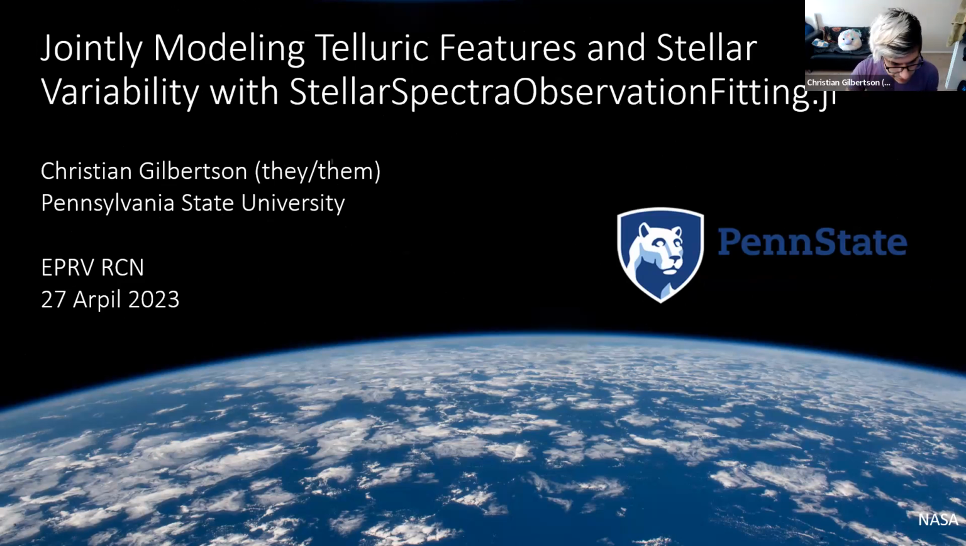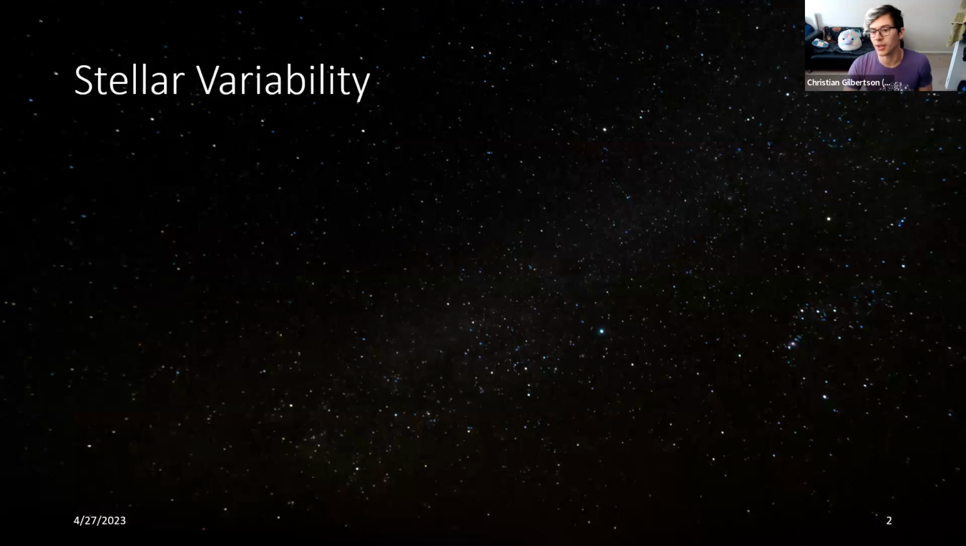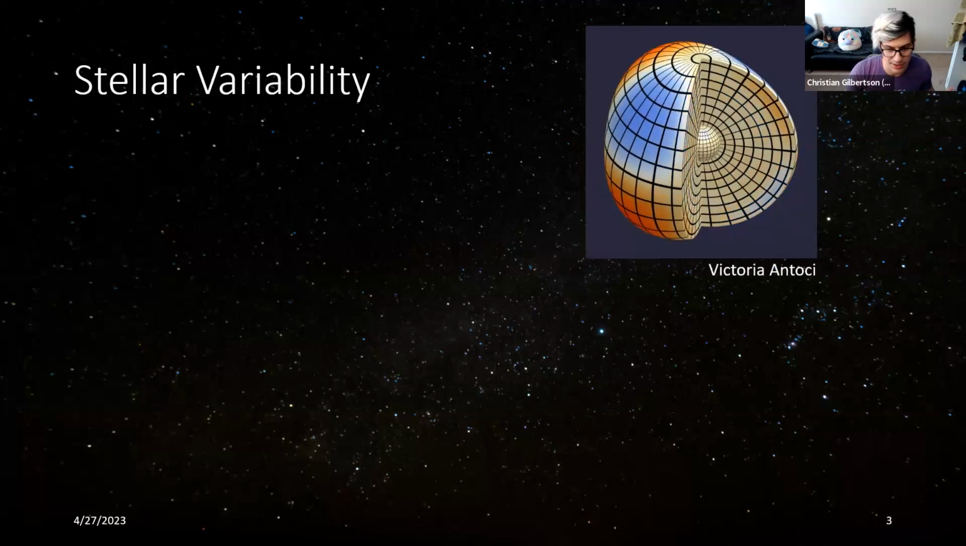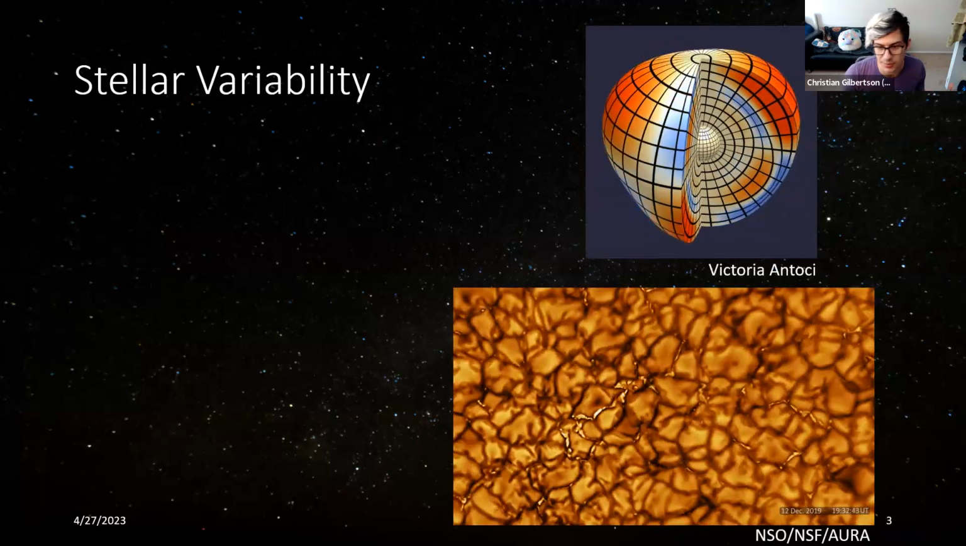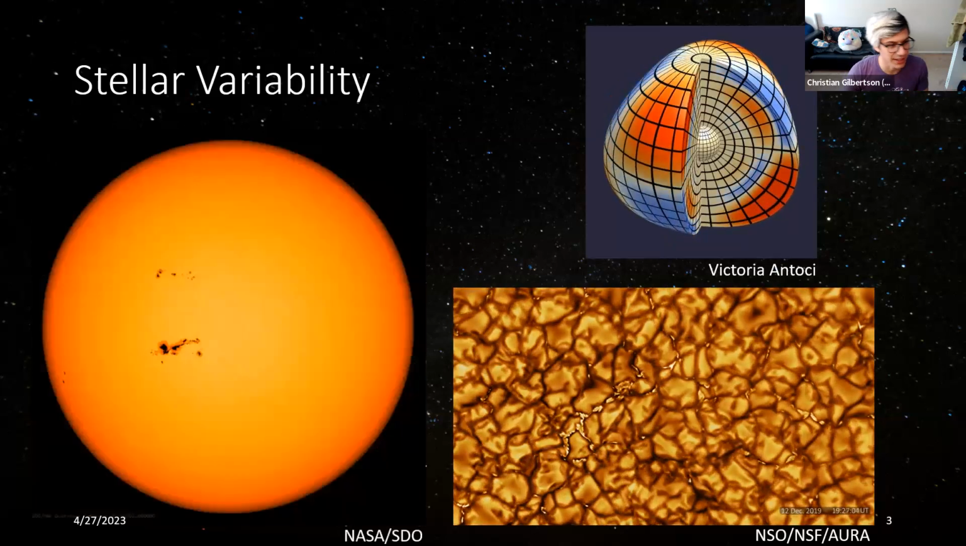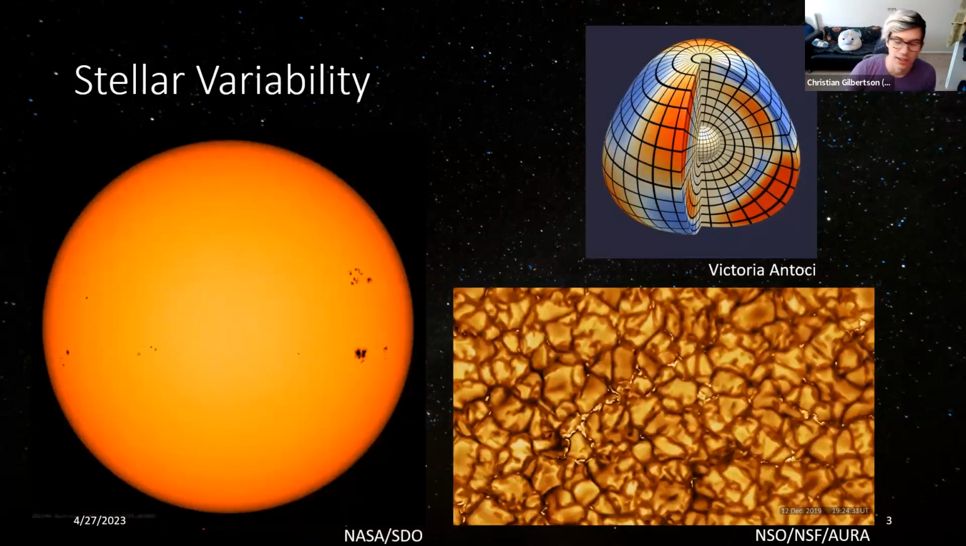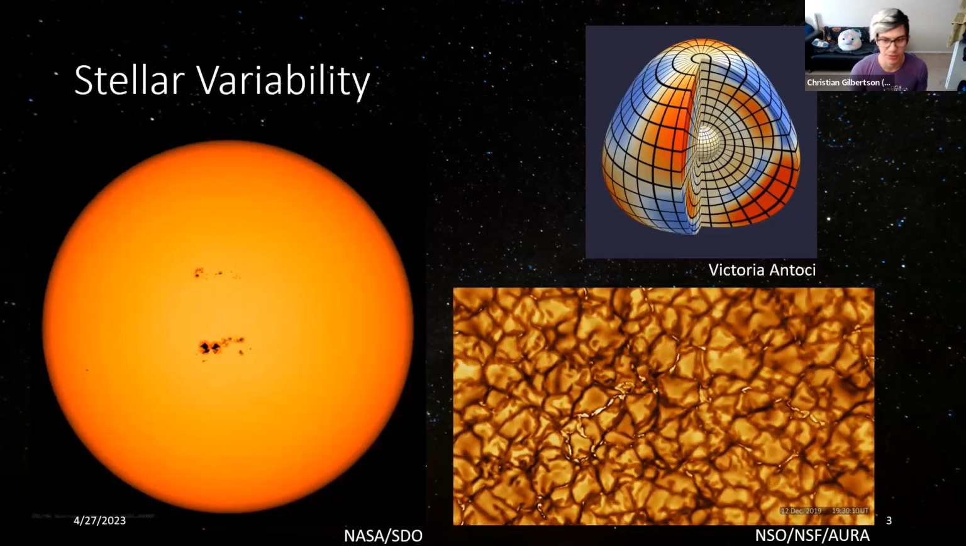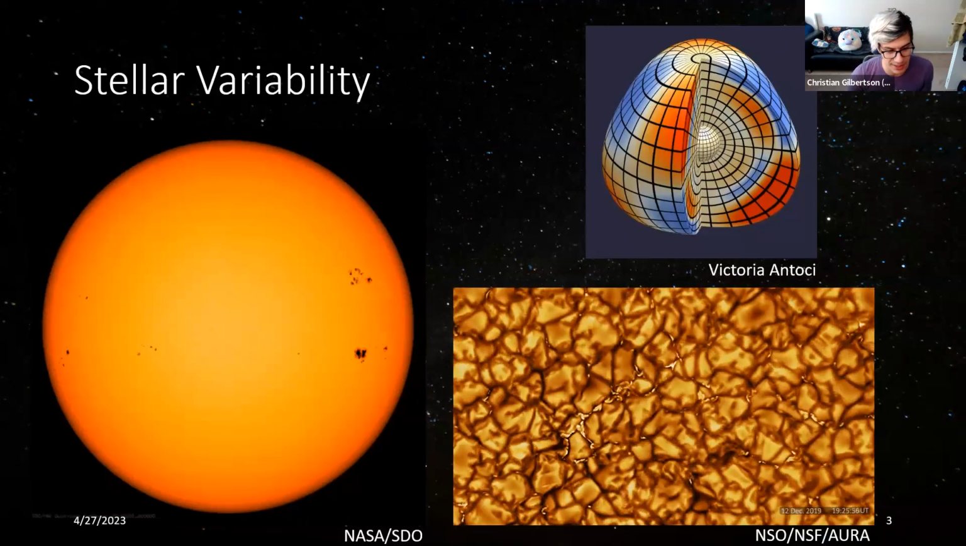For stellar variability, there are time variable stellar features from things like pulsations, granulation, and magnetic activity like star spots. And these can all change line profiles and depths and affect radial velocity measurements.